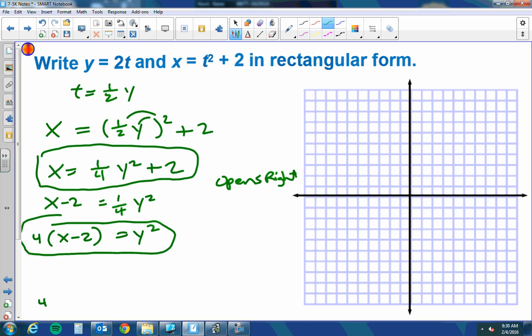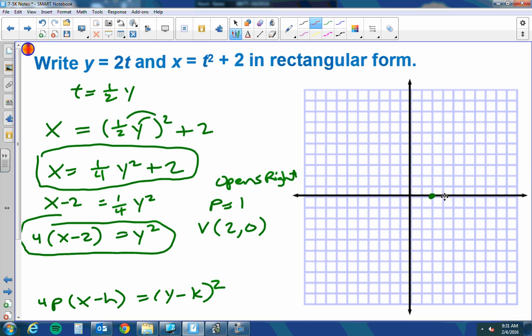Which once again, we're trying to match the standard graphing form for a horizontal parabola. Okay? And then let's go ahead and get all the information. It opens right. P is 1 again. The vertex is where? Yeah. So, put the vertex at 2 on the x-axis. Go 1 to the right of that for the focus. And then go 2p either direction. And this one, by the way, there's no restriction on t, so we just draw the whole thing.